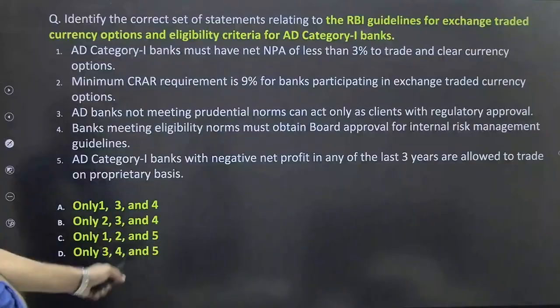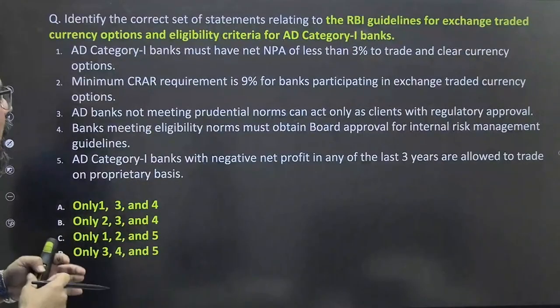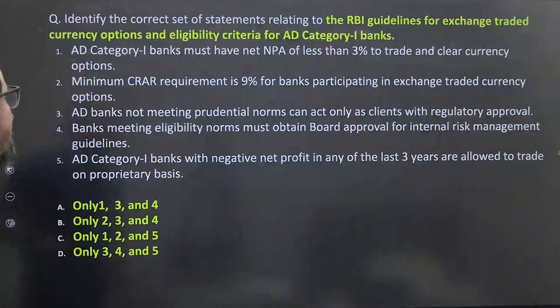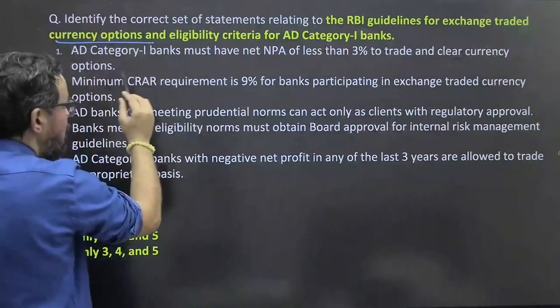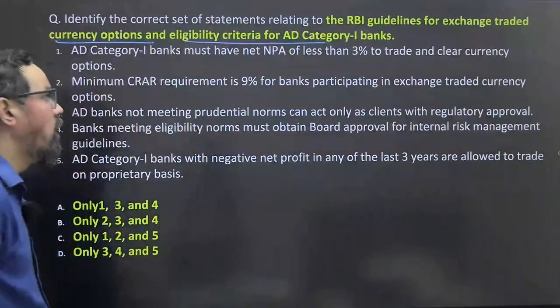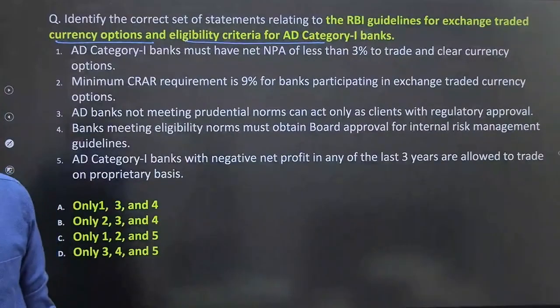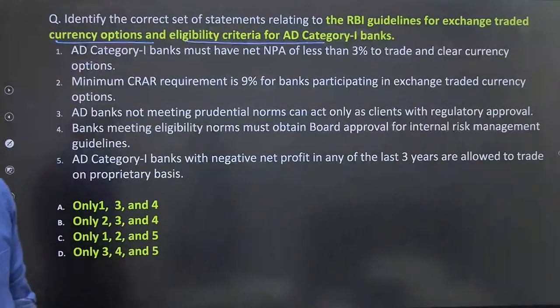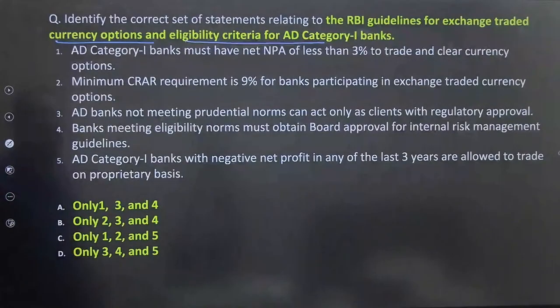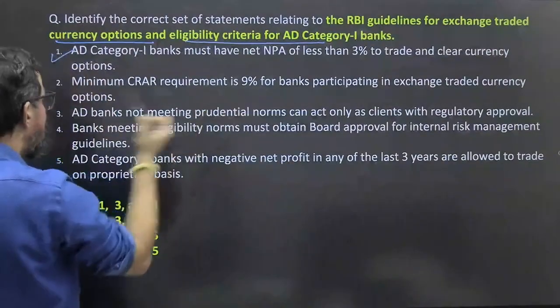Next one. Identify which of the following is a correct statement related to RBI guidelines for exchange traded currency options and eligibility criteria for authorized dealers category 1 bank. Okay, so what will be your right answer guys? We have read this many times, tell me. So authorized dealers category 1 bank must have net non-performing assets less than 3%, true, and a clear currency option. Okay, the first statement is true. There is no issue with this particular statement. Net non-performing assets should be 3%, that is right.